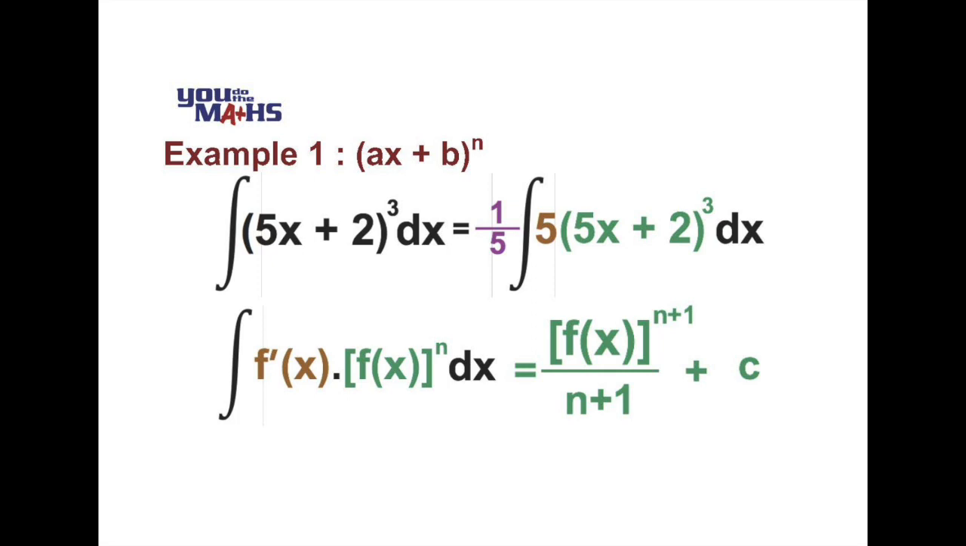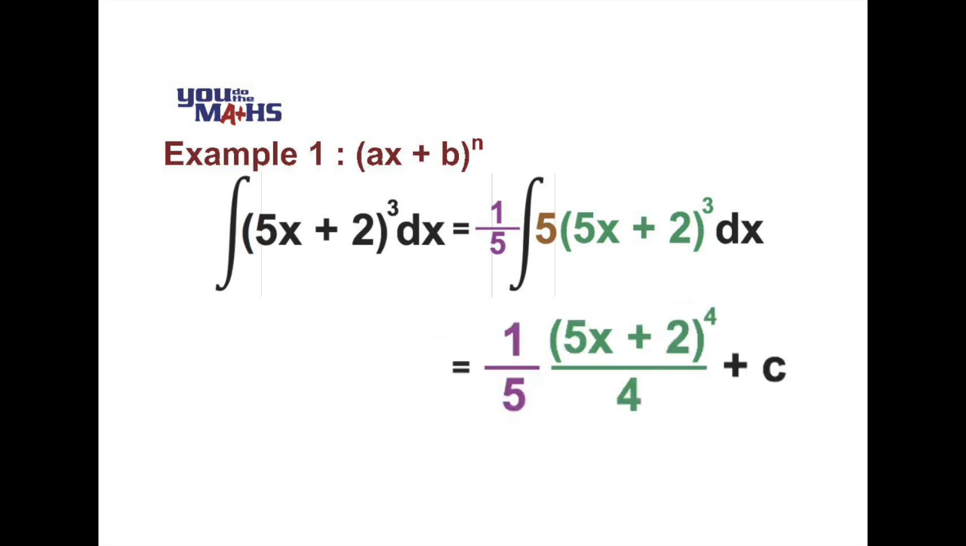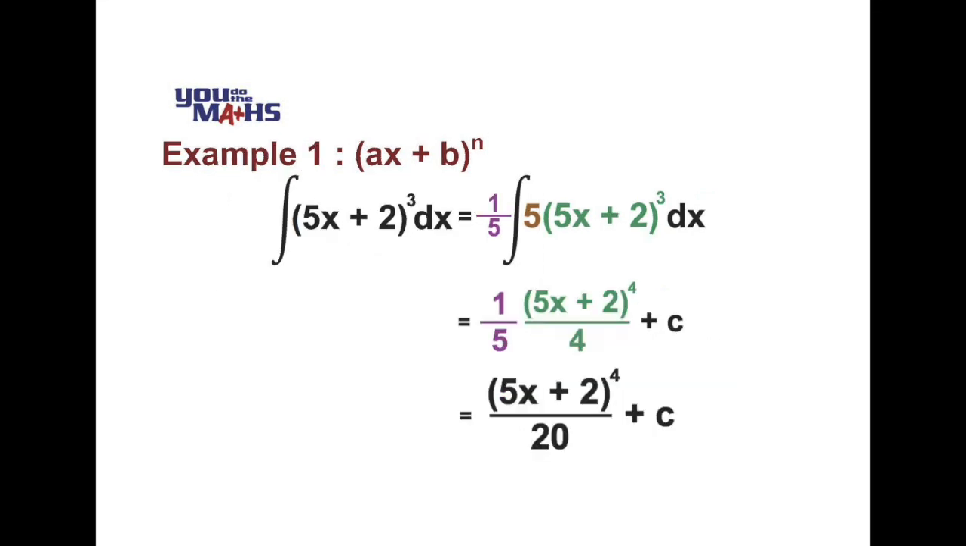So let's see how it applies to our example, which is 5x plus 2 all to the power 3. The 1/5 at the front of the integral remains, that's not touched, it's just a constant. And the bracket inside is increased by a power of 1, in this case it becomes 4, and divided by that new power. This can be tidied further by multiplying the denominators. So 5 multiplied by 4 is 20, and the top line of the fraction is 5x plus 2 all to the power 4. Of course, this has a constant added at the end as well.